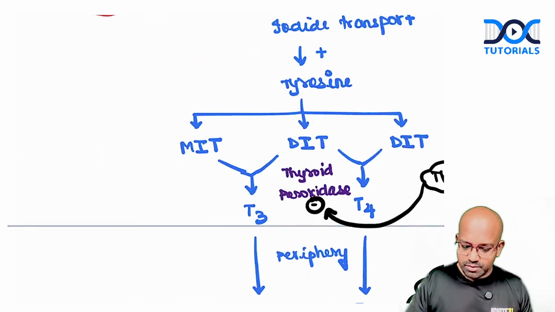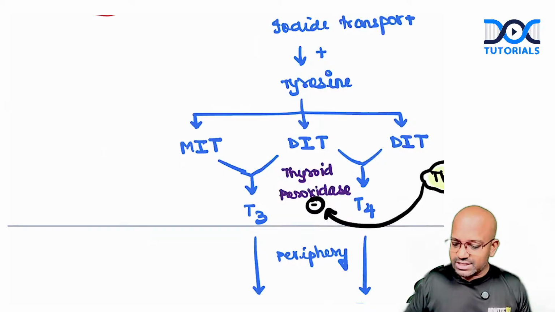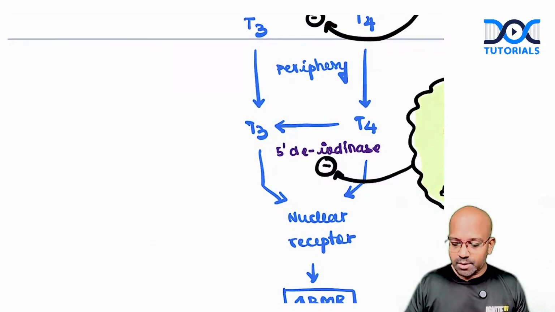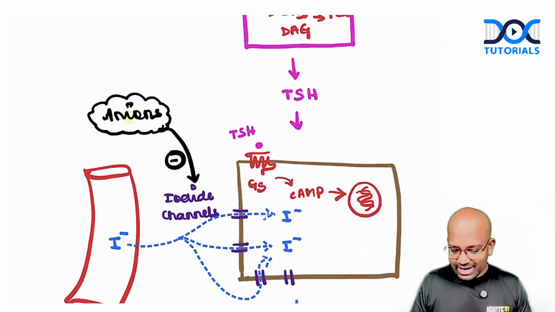What are the drugs? Small recap. Thioamides. What is the mechanism? They tend to inhibit the thyroperoxidase enzyme. Then we have propylthiouracil, amiodarone, and propranolol, the beta blocker, which tend to inhibit the peripheral conversion of T4 to T3. And the last one, anions, which tend to inhibit iodide transport, thereby being utilized as anti-thyroid drugs.